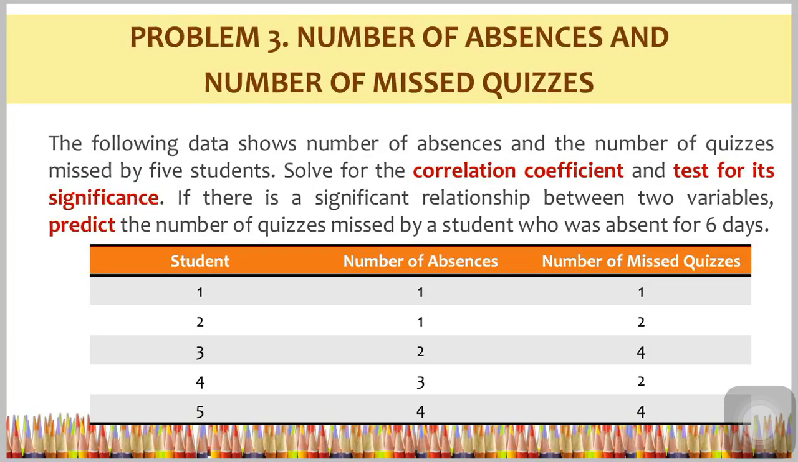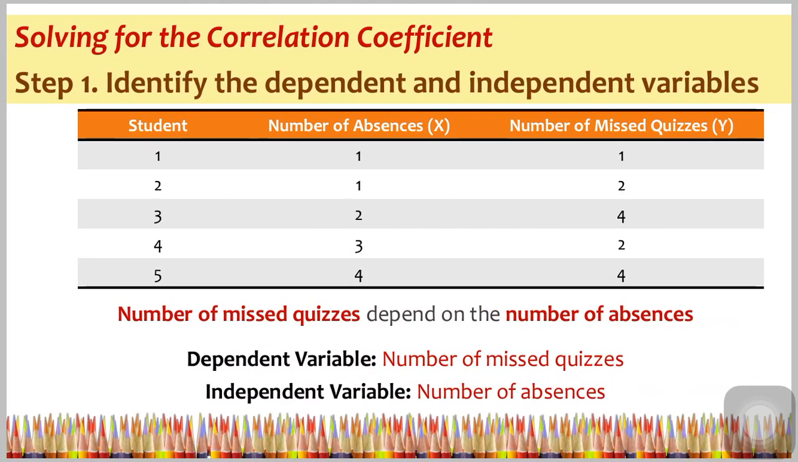The first column is a student number. You may disregard that. The second column is for the number of absences, and the third column is for the number of missed quizzes. We need to first check what the dependent and independent variables are. We can paraphrase it this way: the number of missed quizzes depends upon the number of absences. So, if you have more absences, you'll have more missed quizzes. Our dependent variable is the number of missed quizzes, and our independent variable is the number of absences.